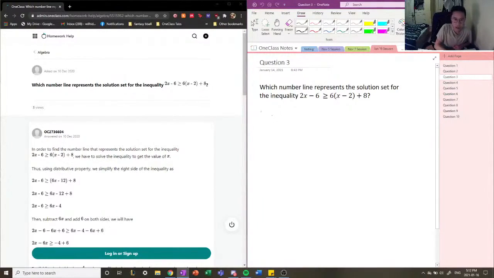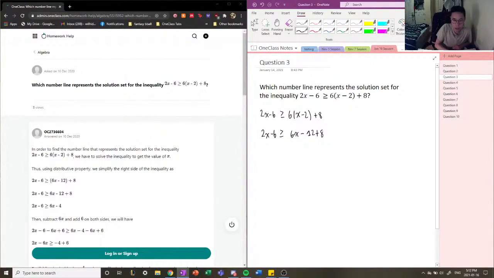Okay, so let me write down our inequality again. 2x minus 6 is greater than or equal to 6 times (x minus 2) plus 8. The first thing that I'm going to do is expand this right-hand side. So 2x minus 6 is greater than or equal to 6x minus 12 plus 8. Now I'm going to move our variables of x to the left-hand side and our constants onto the right-hand side.